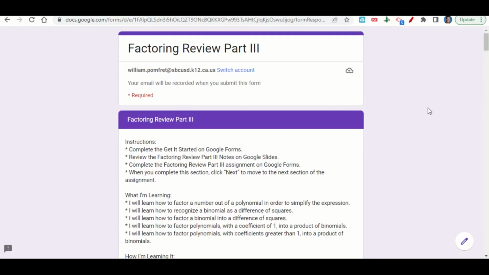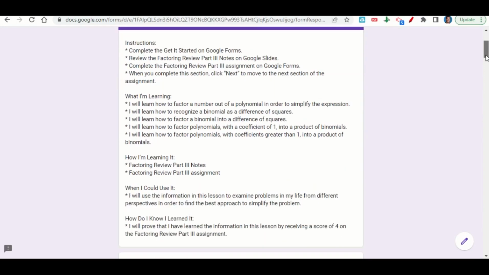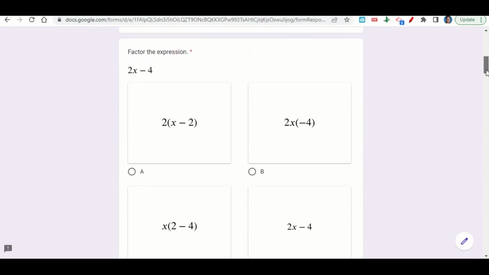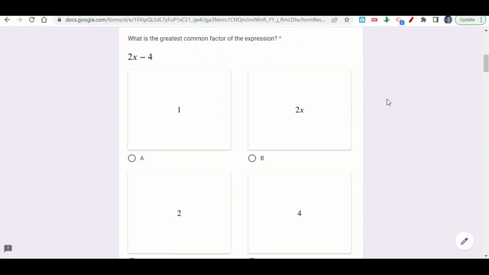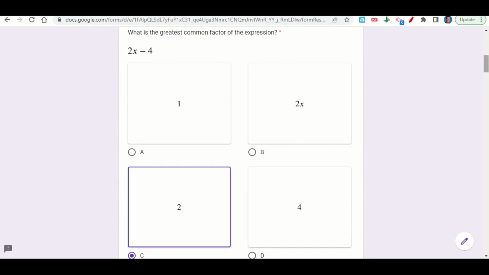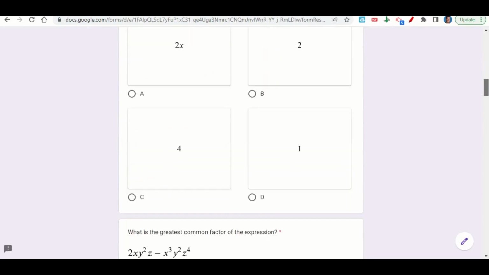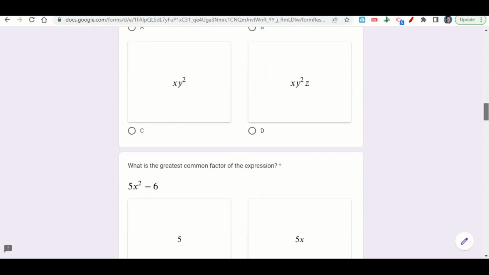Let's take a look now at the Factoring Review Part 3 assignment. The assignment begins with the learning goals and success criteria. If we scroll down, we can see the questions. The first one says, what is the greatest common factor of the expression? Well, we can see that 2x minus 4, there's a 2 in common. So the greatest factor is 2, so we go ahead and mark that. And it's going to continue to ask about the greatest common factor.